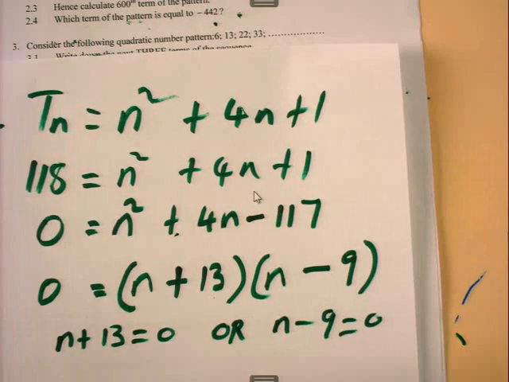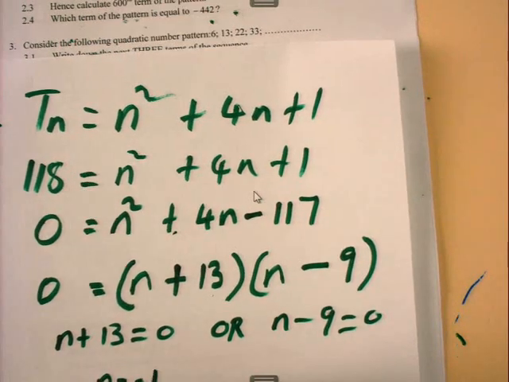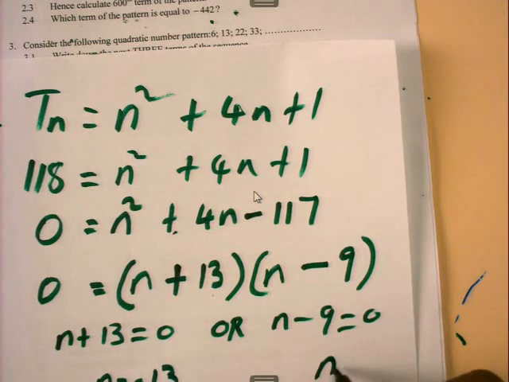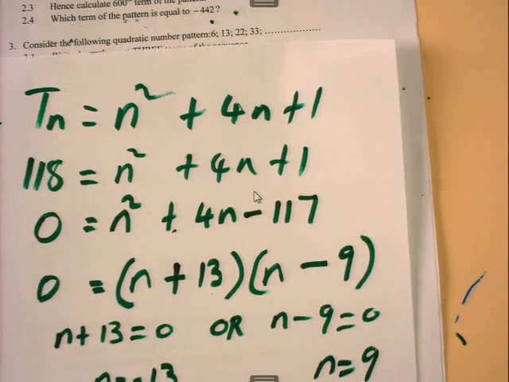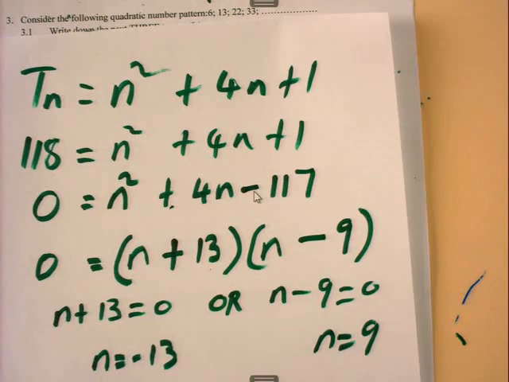Now we solve for n. Here n is equal to negative 13. Here n is equal to 9. What does n represent? We ask ourselves that question again. The position of a term in the sequence. So it means n must be a natural number. This term is there in the sequence, so what is its position?